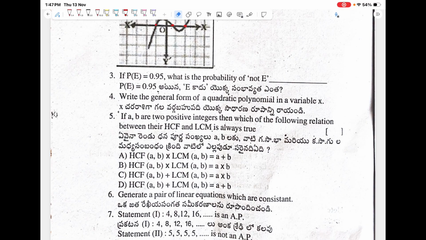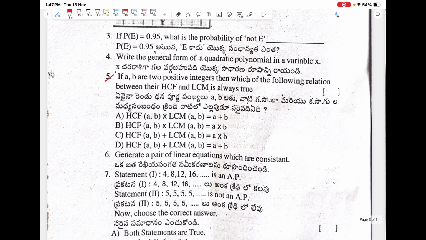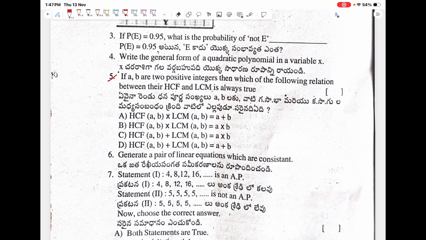Now you can see question number 5. If a, b are two positive integers, which of the following is a relation between their HCF and LCM? In the first lesson, real numbers, you can find it very clearly. The product of LCM and HCF is equal to the product of the two numbers. So HCF into LCM equals A into B. So option 2, or option B, is your right answer.